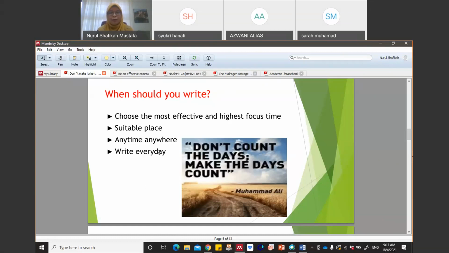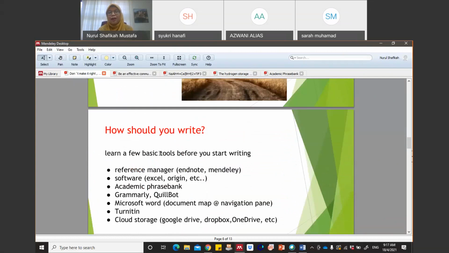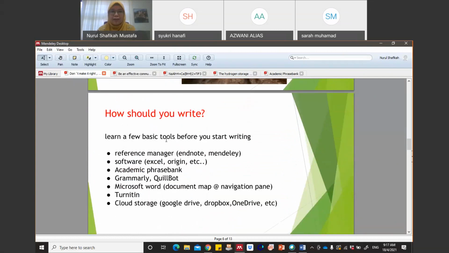Before we go further into how to write. Okay, now how should you write? Macam mana nak menulis ni? For me, before you start to write, you need to learn a few basic tools. Just like when we go to war, we need bullets and a rifle, right? So before you start writing, you need a few basic tools.